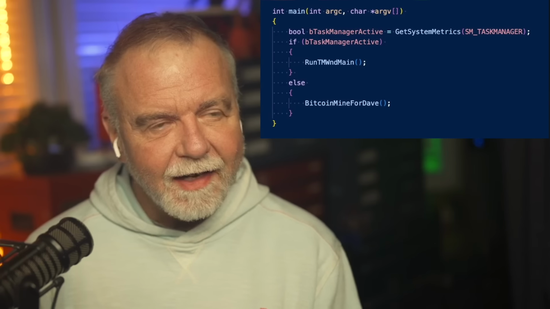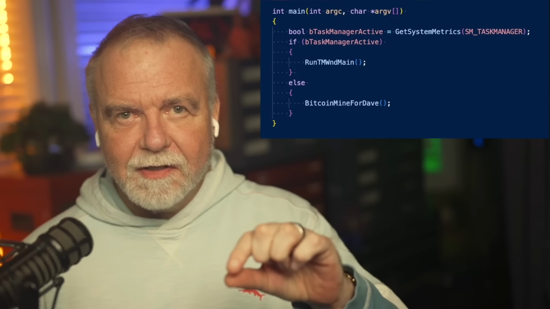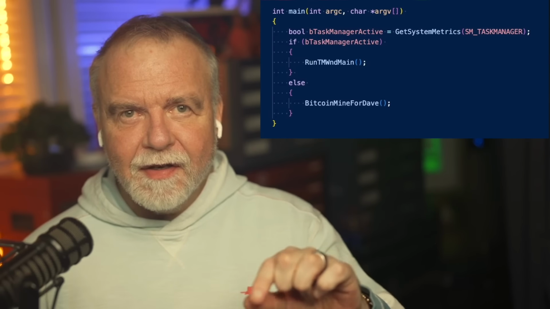They could. I made a joke on X about it today, actually, or was it yesterday? I posted some pseudocode, and it was like, if TaskManager is active, then run TaskManager window, else Bitcoin mine for Dave. And you're a bad man. I know. Some people thought I was serious. There's always going to be a few people, right? But I thought it was pretty clear I was joking.